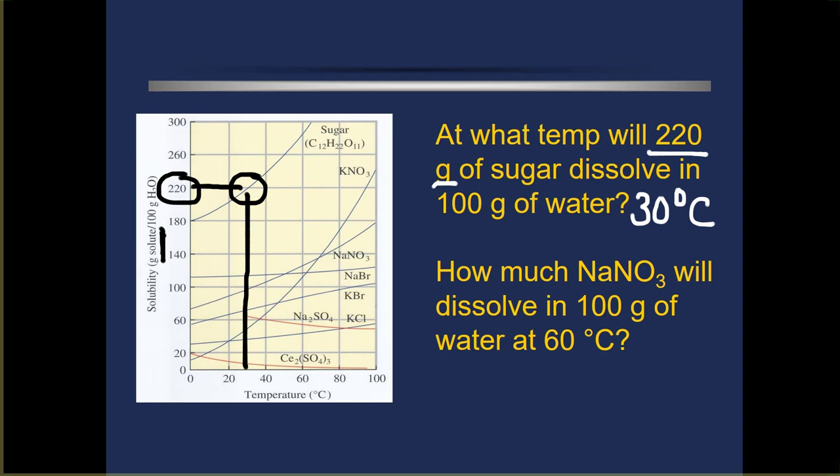How much sodium nitrate will dissolve in 100 grams of water at 60 degrees Celsius? So I already know that this whole chart is set up for 100 grams of water. So really the value I'm going to be looking for on this chart is that 60 degrees. So I find the 60 degrees Celsius, and I'm going to follow that line up until I can find NaNO3. So going up, I see my NaNO3 is right there. So I'm going to look at this line right here, okay?